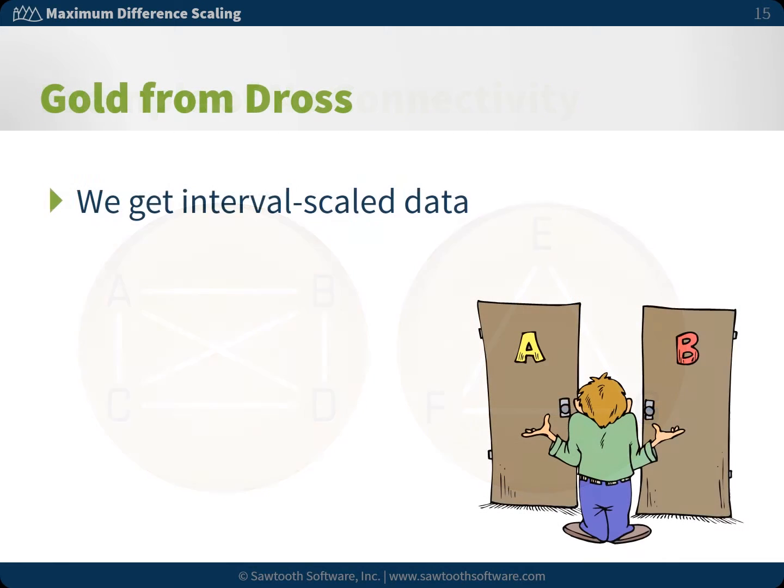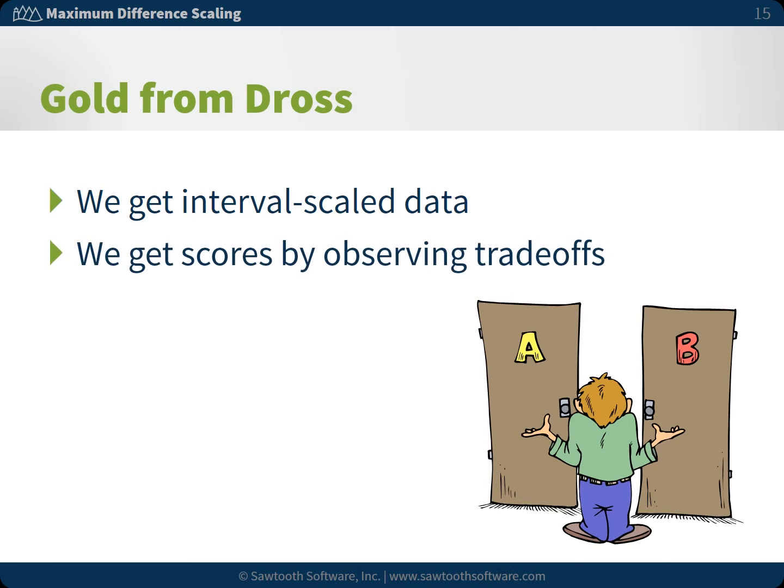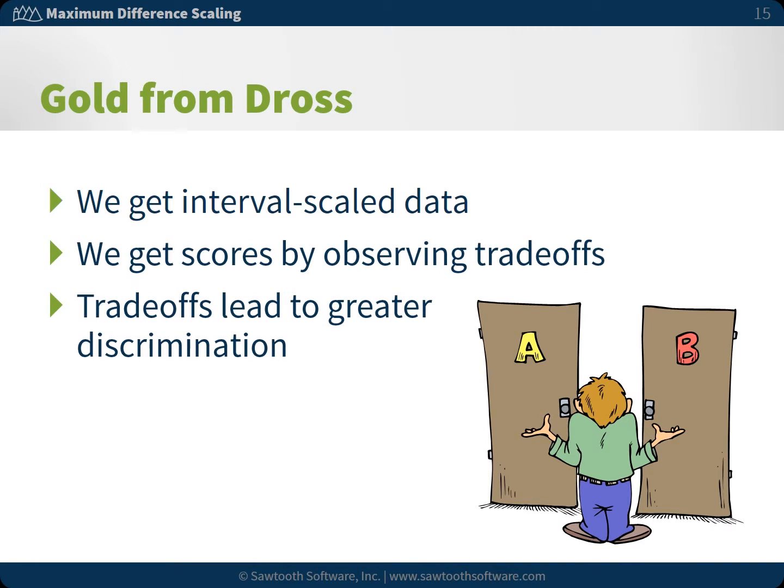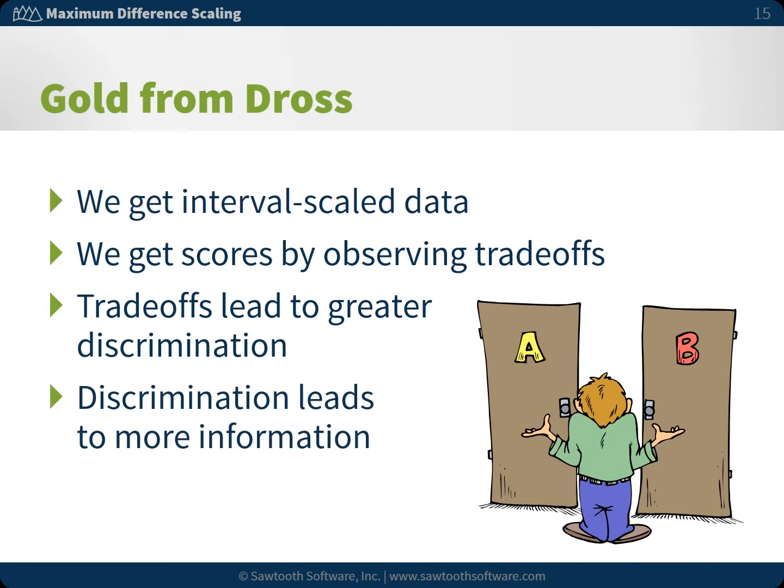The beauty of paired comparisons is that we can obtain interval-scaled measurements of items on a common scale using a series of simple paired comparisons, given many repeated measures of the same item within a respondent and especially across respondents. We derive the scores by observing trade-offs rather than asking respondents to declare the scores, as we do in conjoint analysis. Forced trade-offs lead to greater discrimination, and discrimination leads to more information. And it is simple. Even a small child could understand the task.